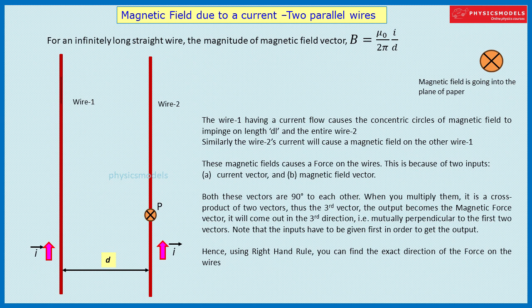Now we can very clearly see that the direction of the current is 90 degrees to the direction of the magnetic field, which is going into the plane of the paper. Because of these two vectors, the magnetic field vector and the current vector, a third vector arises, that is the force, and the force will therefore act perpendicular to both the current and the magnetic field. Let us study that in the subsequent slides.